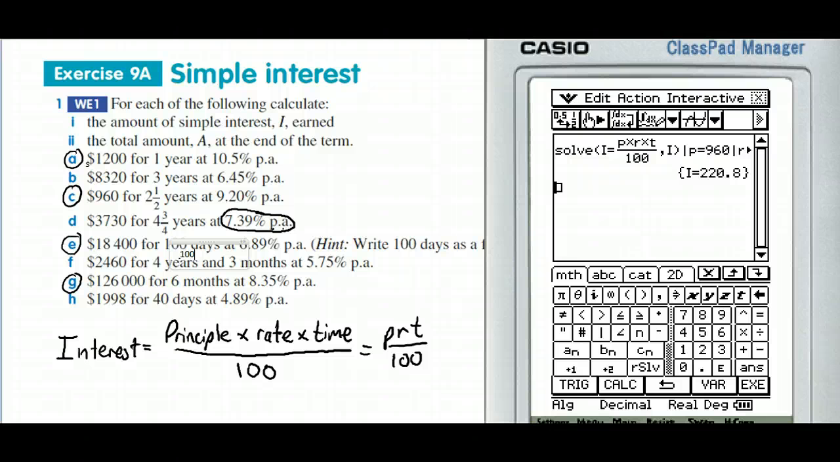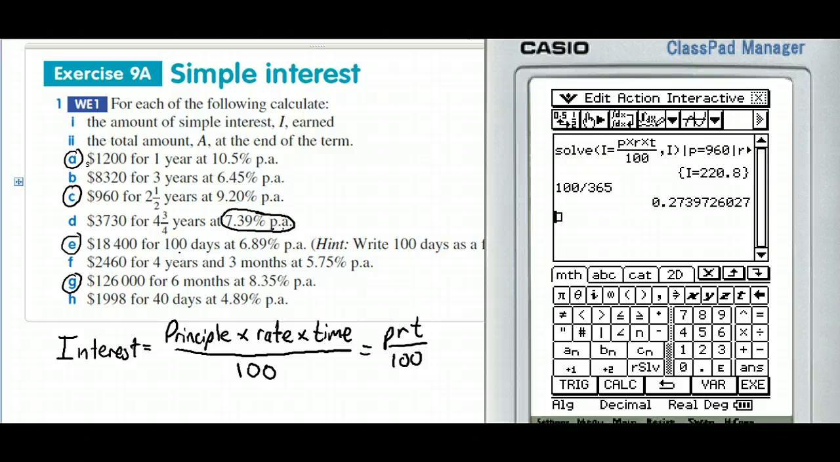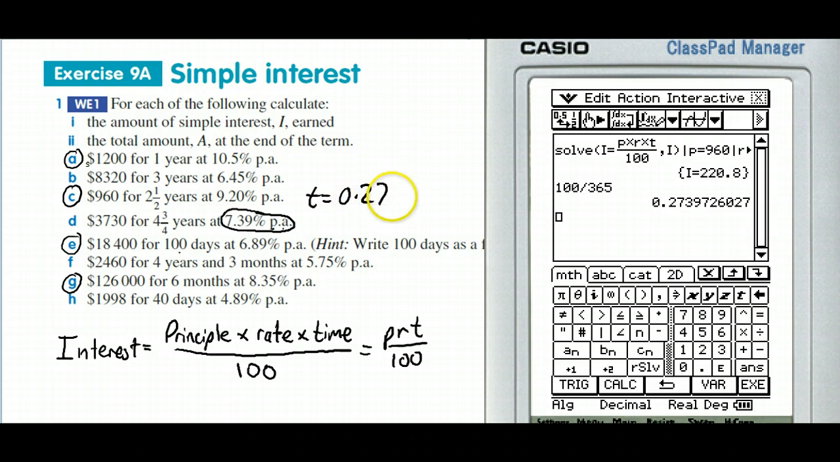Let's do that. 100 days, we express that as an amount of years, we'd do 100 divided by 365. That's how many days there are in a year. And that tells us that we've got 0.27, let's say 0.27 of a year. Okay, so for E, let's write that down. Our amount of time for E is 0.27 years.